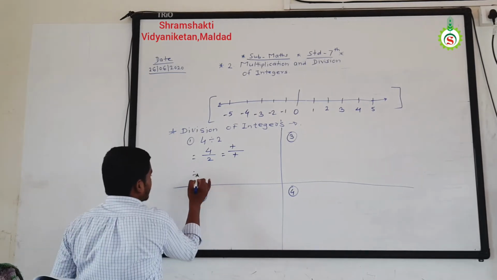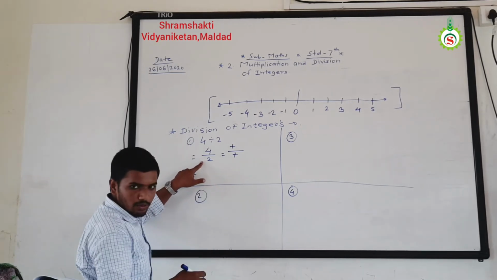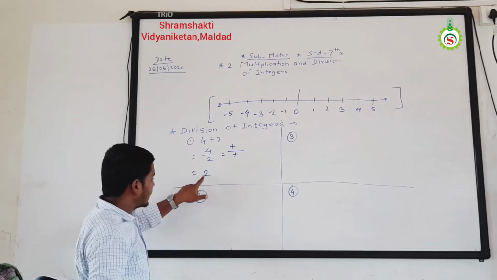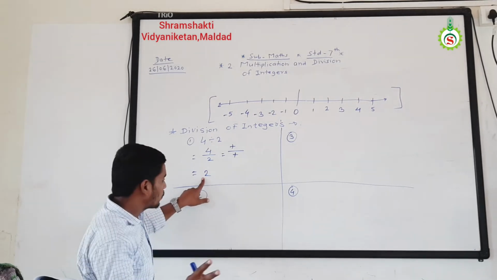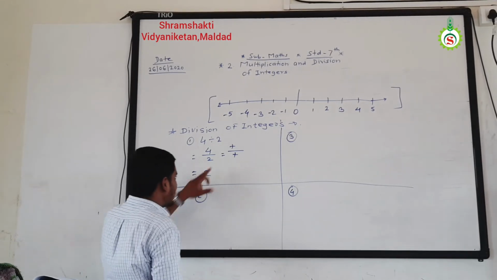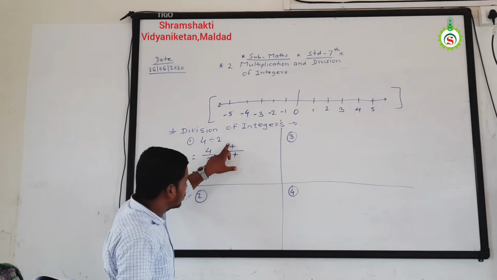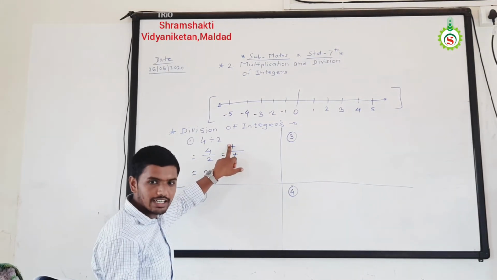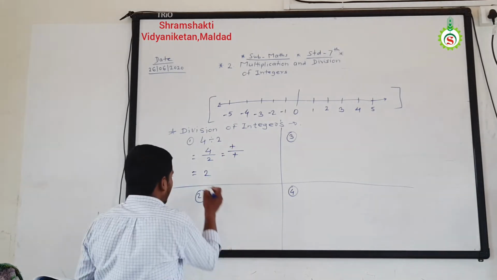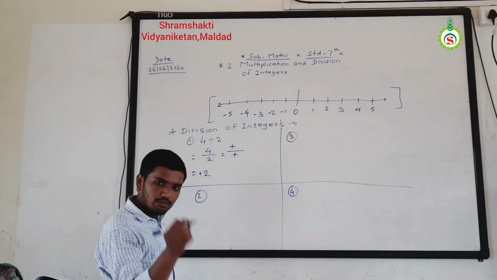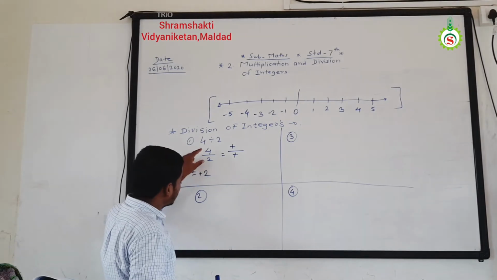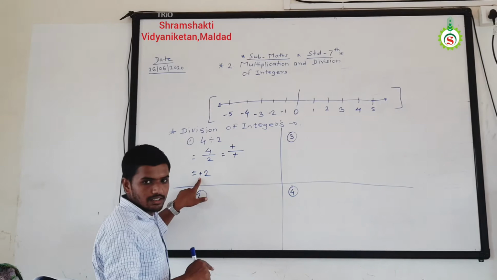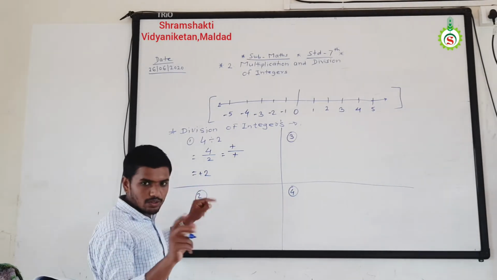So generally, what is the answer? 4 divided by 2 is 2, because 2 2s are 4, that's why the answer is 2. So if the numbers have the same sign, both numbers have the same sign. In multiplication, which sign did we give? Positive sign. That means in division, the same rule applies. If both numbers have the same sign, you have to give a plus sign to the answer. That is the first rule.